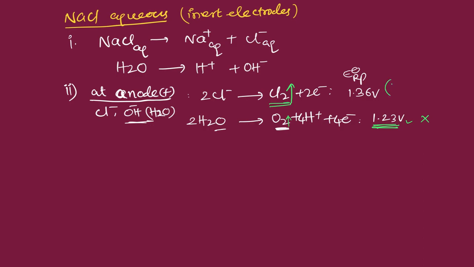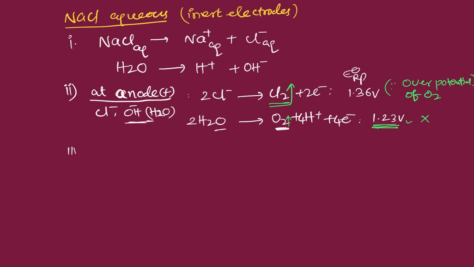Why is this the product? The reason is overpotential of oxygen. Whatever potential is applied, at that potential oxygen is not liberated; extra potential is required to liberate the oxygen gas, that is called overpotential. Therefore, due to overpotential of oxygen, the product here is chlorine. So you have to remember, when chlorine and oxygen are both possible, oxygen is not liberated, chlorine only is liberated at anode due to overpotential of oxygen. To liberate oxygen, extra potential is required.